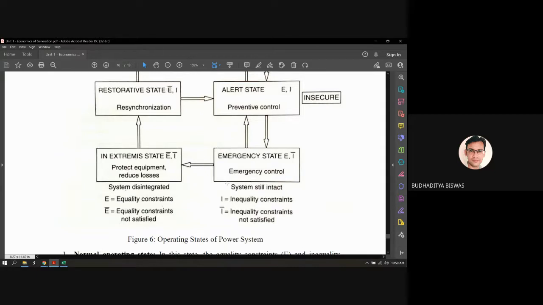The system is still intact. System still intact means we don't need to disconnect the system or disconnect the alternator from the load demand. The system is generating electricity and serving the load demand, but it is in the alert state. Now, the extreme state means where both things are not satisfied. The generation is not satisfied and the inequality constraint is also not satisfied. Then protect equipment, reduce losses. And at this time, we must disconnect the system or disconnect the power plant from the load center.